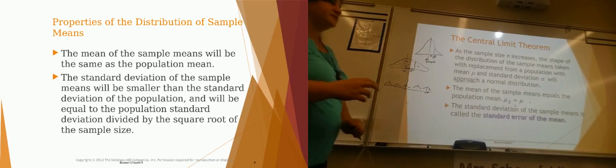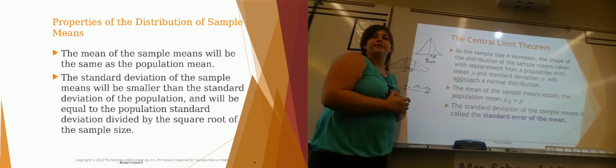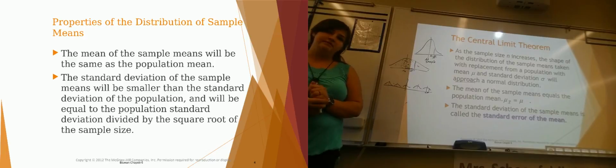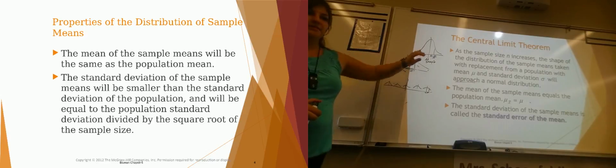So what this means, mu of x bar is equal to mu. So the mean of the sample means is equal to the mean of the population. Okay, the standard deviation of the sample means is the standard error of the mean. That standard error is going to be the same guy up here.